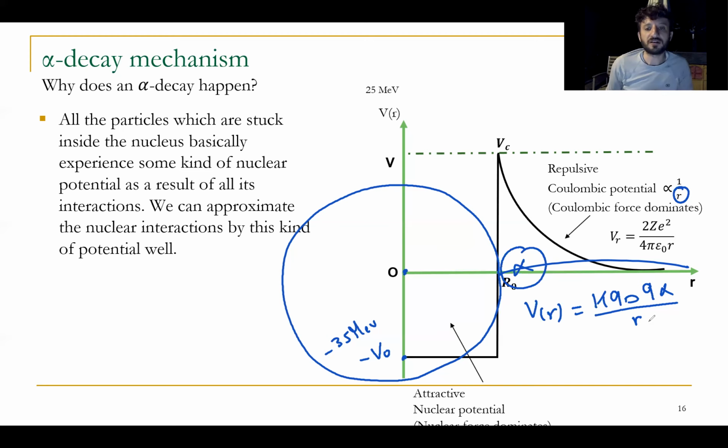This Coulombic potential equals K Q of the daughter nucleus times Q of the alpha particle divided by R. I will calculate it in the next slide. Now we have the potential energy in terms of the distance.